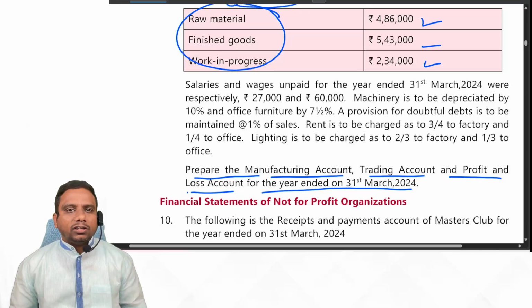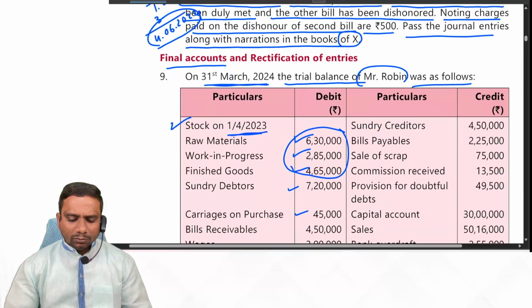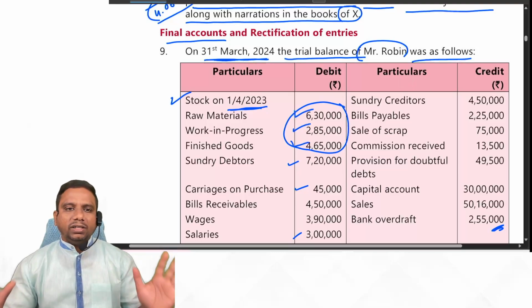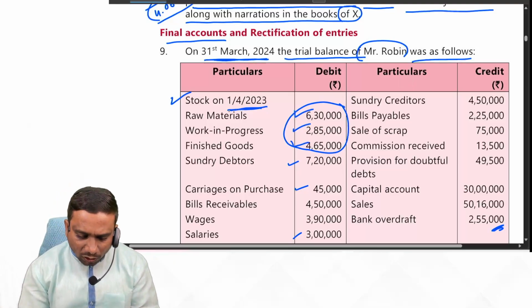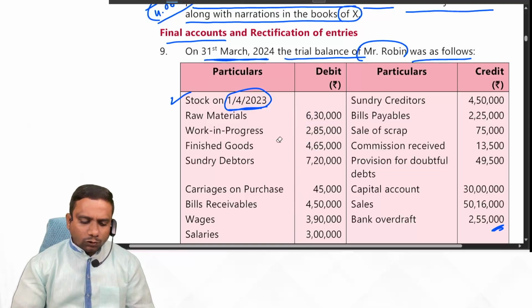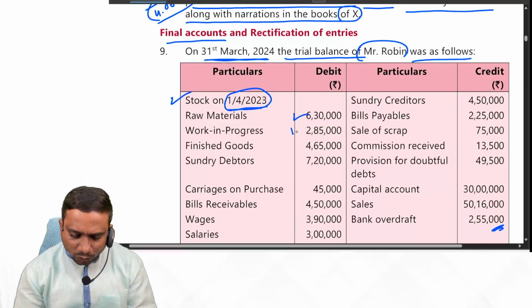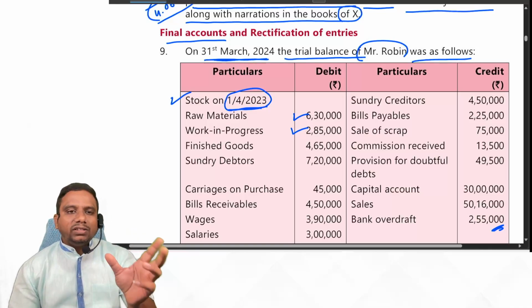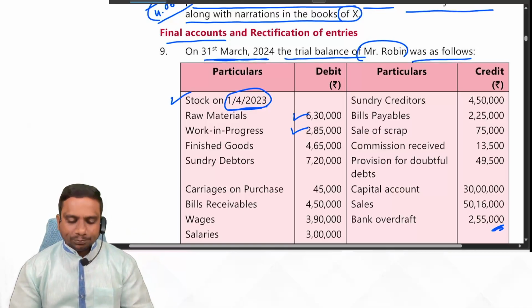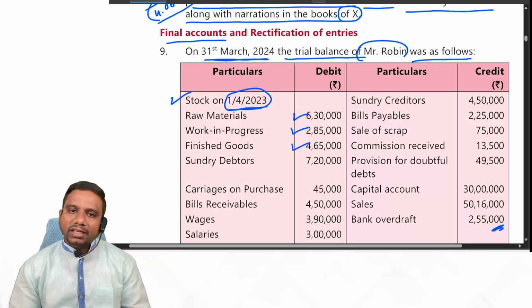After drawing all the required formats, now we write the items one by one in the appropriate place. First, stock on 1/4/2023. This is opening inventory. Raw material and work in progress are shown on the debit side of manufacturing account, and finished goods are shown on the debit side of trading account. Yes or no? First, we show these three items.